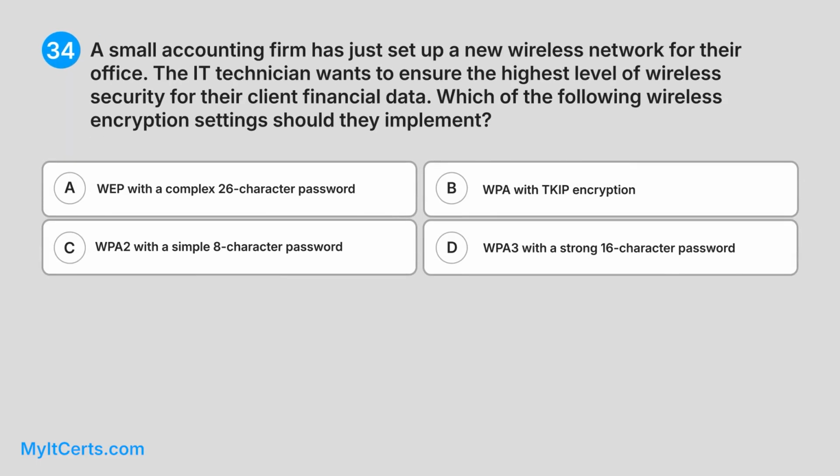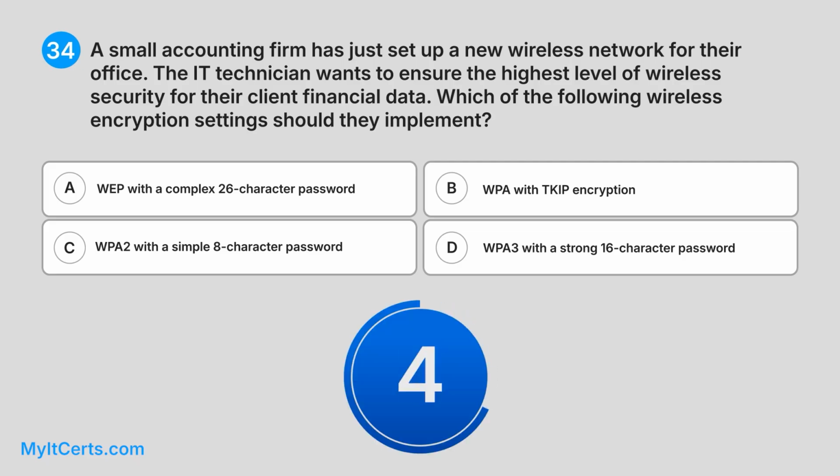34. A small accounting firm has just set up a new wireless network for their office. The IT technician wants to ensure the highest level of wireless security for their client financial data. Which of the following wireless encryption settings should they implement? A. WEP with a complex 26-character password. B. WPA with TKIP encryption. C. WPA2 with a simple 8-character password. D. WPA3 with a strong 16-character password. Can you guess the answer?